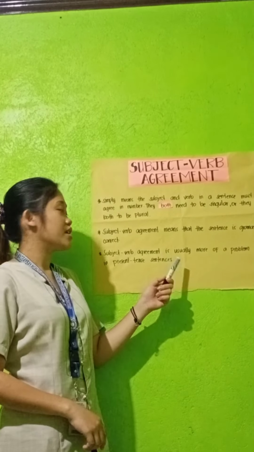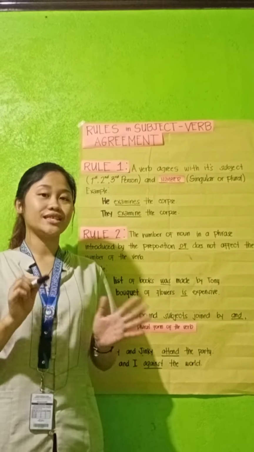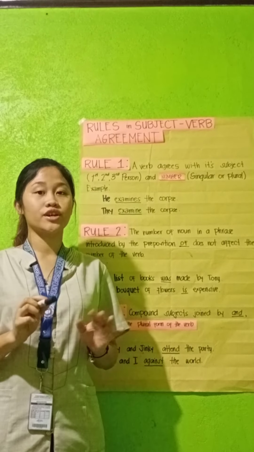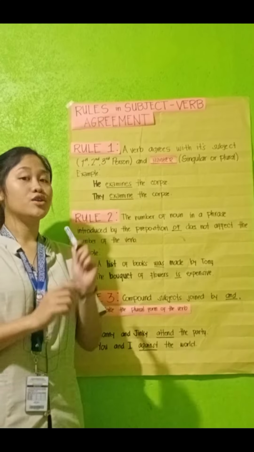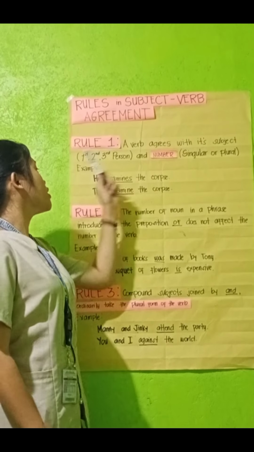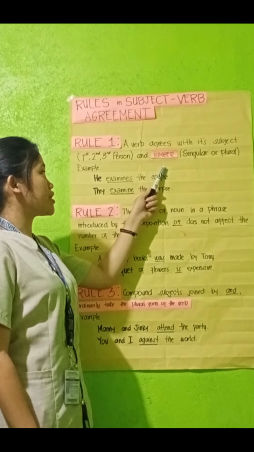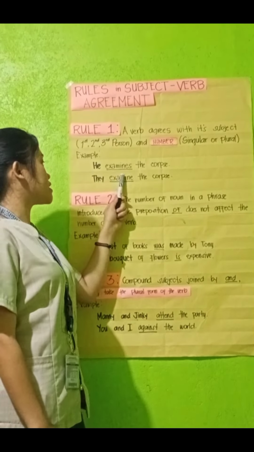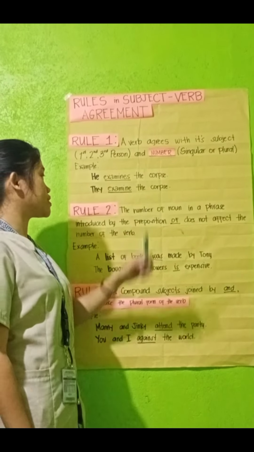Subject-verb agreement is usually more of a problem in the present tense of a sentence. In subject-verb agreement, there are 21 rules, but sometimes there are more than 21 rules. But now we will be discussing the 21 rules. Rule number 1. A verb agrees with its subject, whether it is first, second, or third person, and number, which is singular or plural. For example, he examines the corpse, and they examine the corpse.